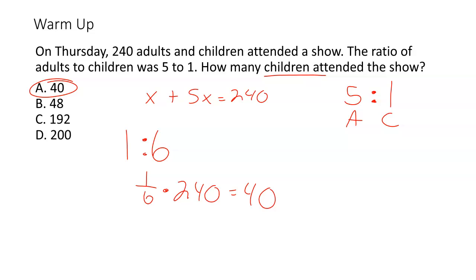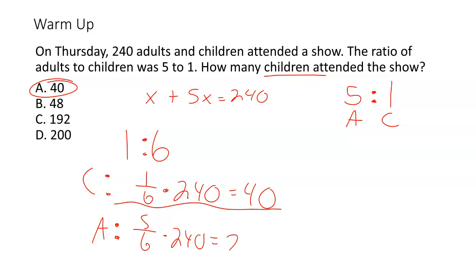If I wanted the number of adults, what would my ratio be instead? This is children. What would my ratio be for adults if I wanted the number of adults? 5 to 6. 5/6 times the 240 would give me the 200 adults that went to the show. Okay, so we're comparing the 2 things, adults to children. All right? Questions on that?